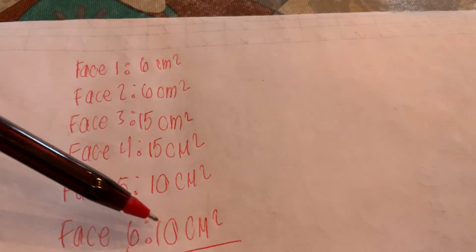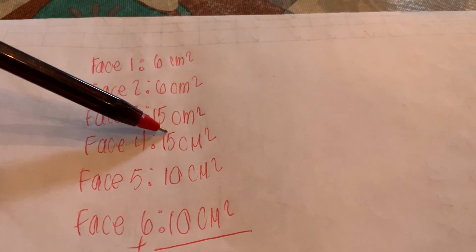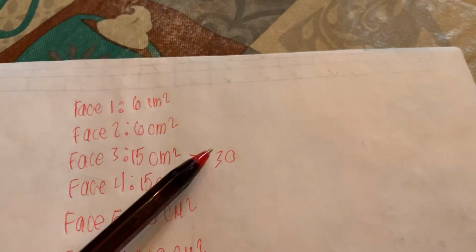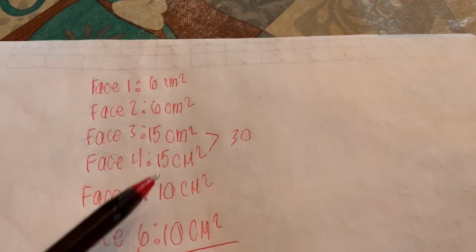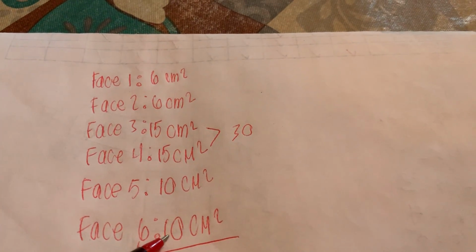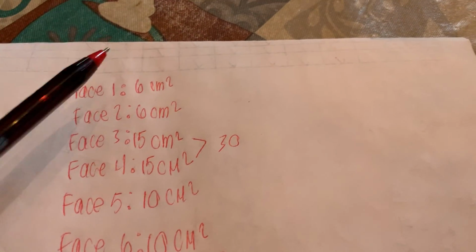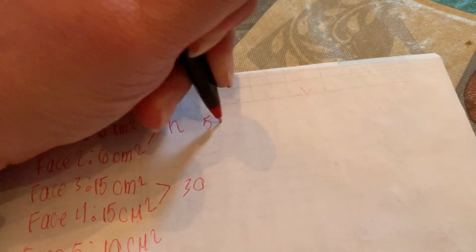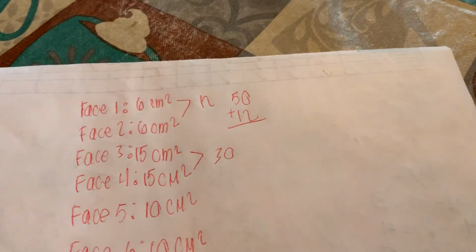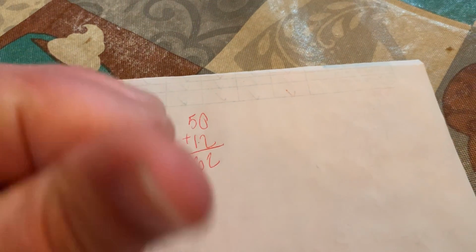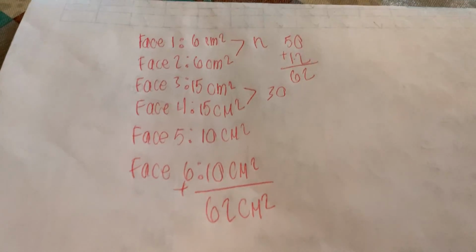Now I'm going to add them together. So I'm going to do 10, 20. If I put 15 and 15 together, that's going to be 30. So 30 plus 10 is 40, plus 10 is 50. And then I have to add my 12 here. So I have 50 plus 12, which is going to give me 62. So the surface area should be 62 centimeters squared.